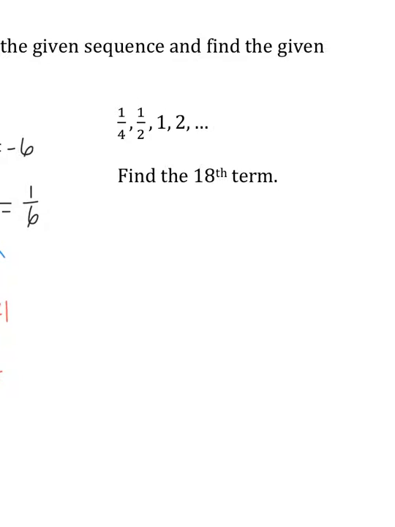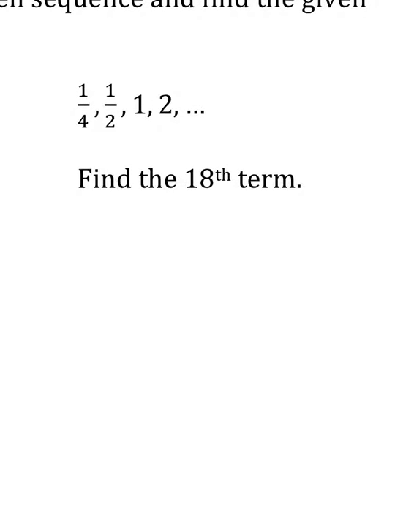Okay? Here we go. Let's look at another one. If we want to find the 18th term of this sequence, okay? Well, we have 1/4 to 1/2. That is multiplying by 2. If we're unsure, we can always take one term divided by the previous term. The easiest one's going to be 2 divided by 1. Well, that's going to give us 2. So we know that our common ratio is equal to 2.